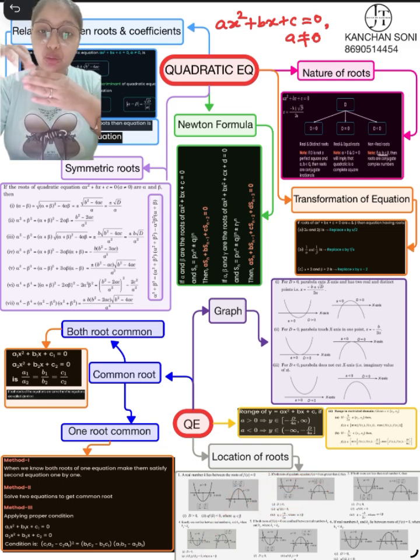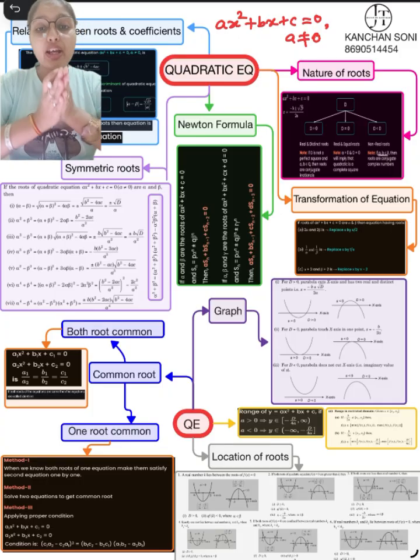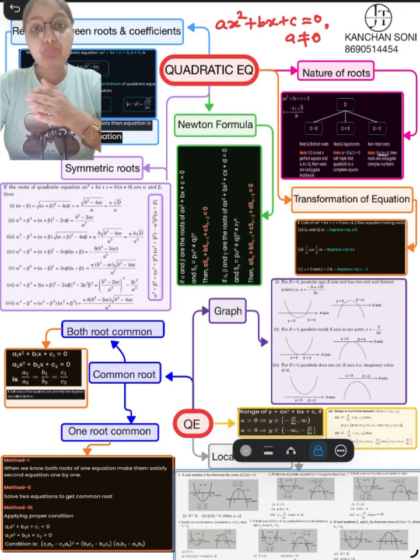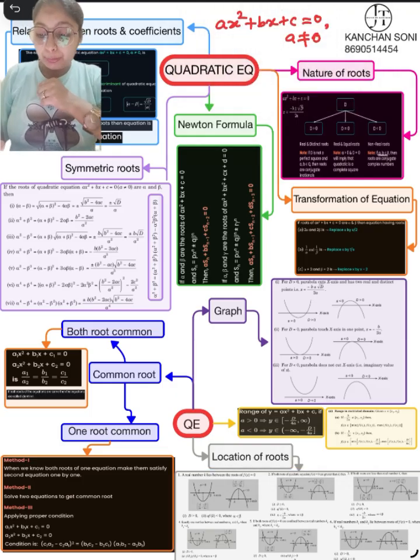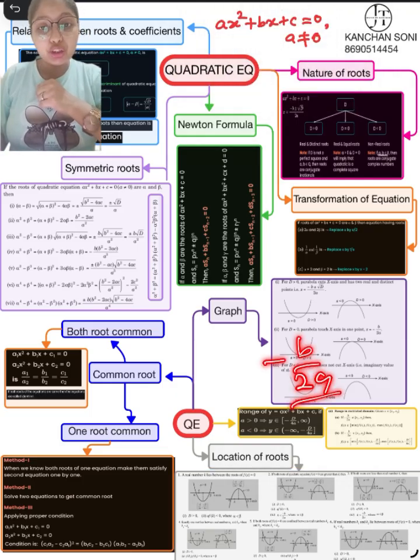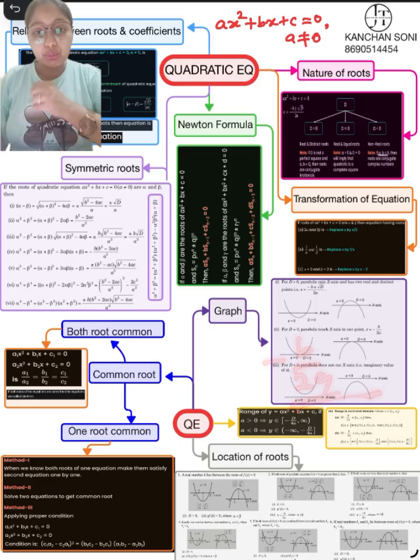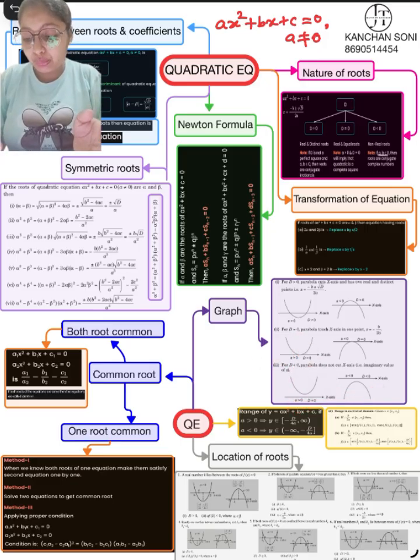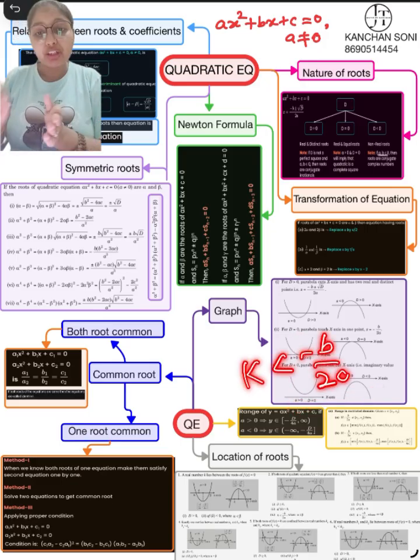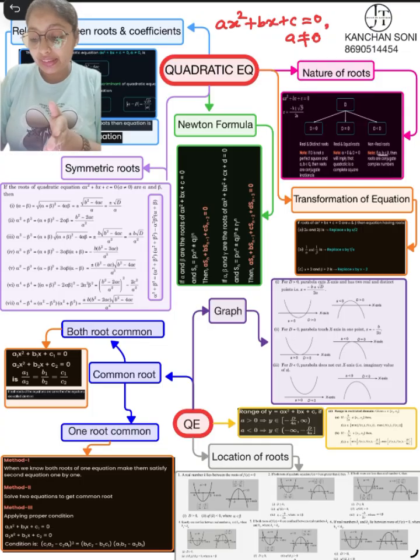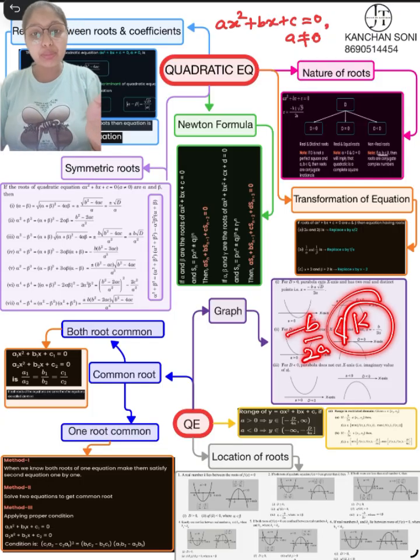Now the third category was outside the roots but in a particular direction. So first we have to send it outside. How to send outside? D greater than or equal to 0 and a·f(k) greater than 0. How to send in a particular direction? By checking −b/2a. If we have to send it to the left side, then k will be less than −b/2a. If we have to send it to the right side, then −b/2a will be less than k, which means k will be greater than −b/2a.